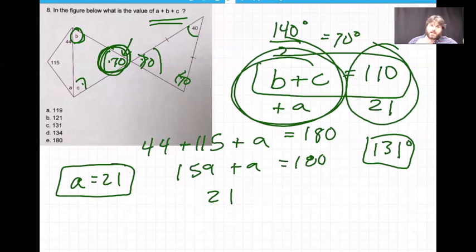You don't have to necessarily know B and C. If you're looking for the sum, you just have to know what B plus C is. And in this case, we do. So we're going to go with C, 131 degrees.